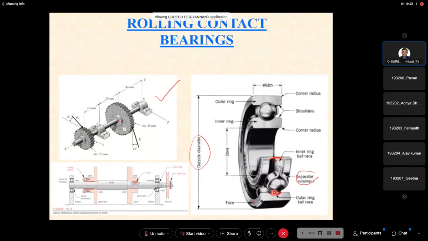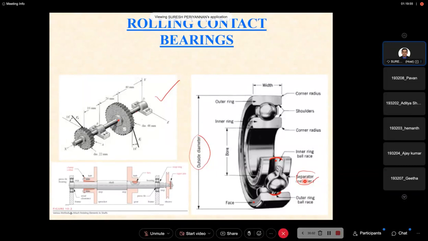Another thing: when we are not using the separator, the balls are going to touch each other. It will generate more heat, and then the ball may fail. We would like to avoid such issues, hence we are using the separator or retainer. All your answers are correct, but I have added one more key point.